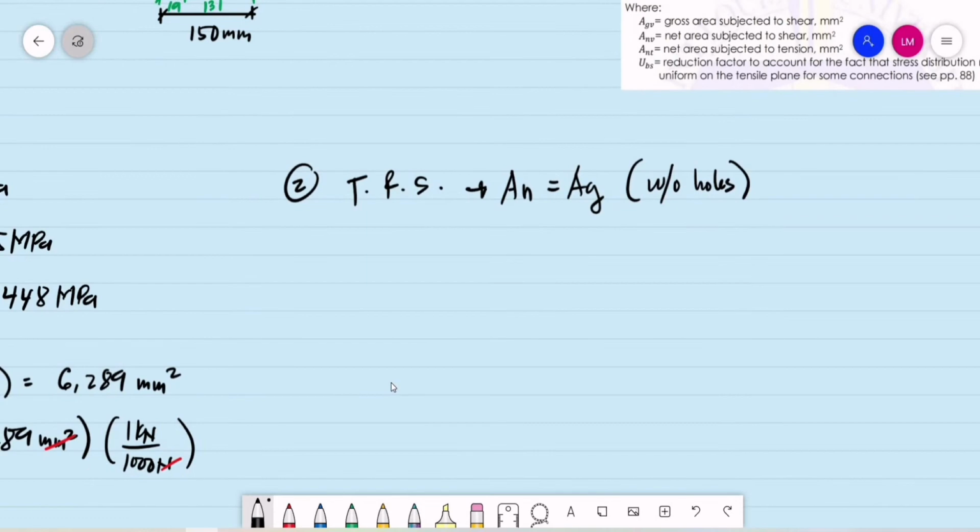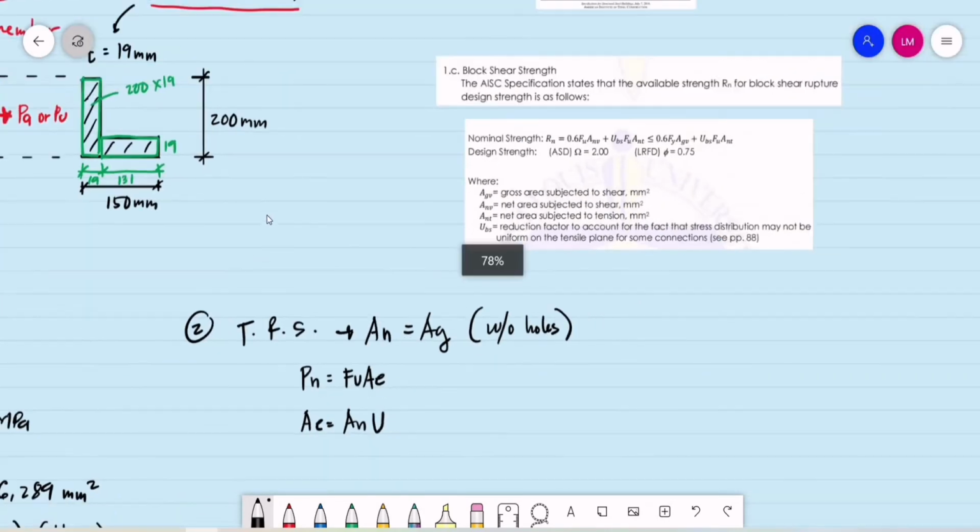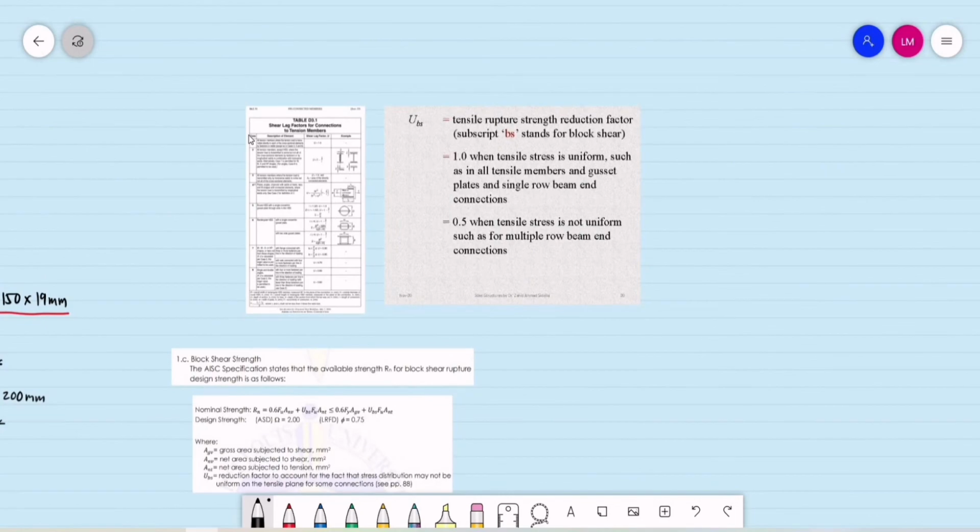So how do we compute for the nominal capacity under the tensile rupture strength? P sub n is equal to the Fu multiplied by the effective area. So we have the area effective is equal to, or the net effective area is equal to the A sub n multiplied by the shear lag factor. Okay, so let's have the value of the shear lag factor.